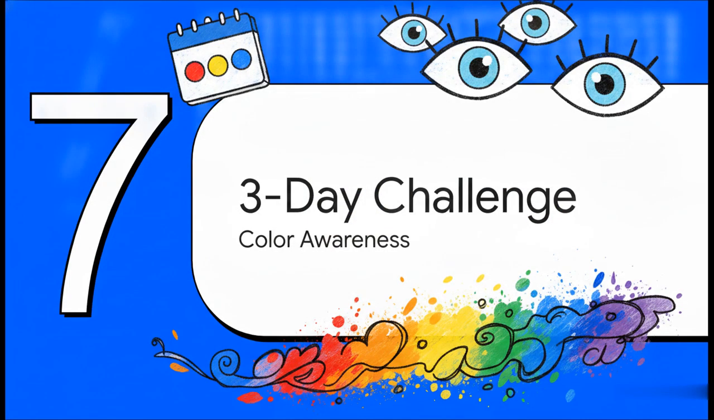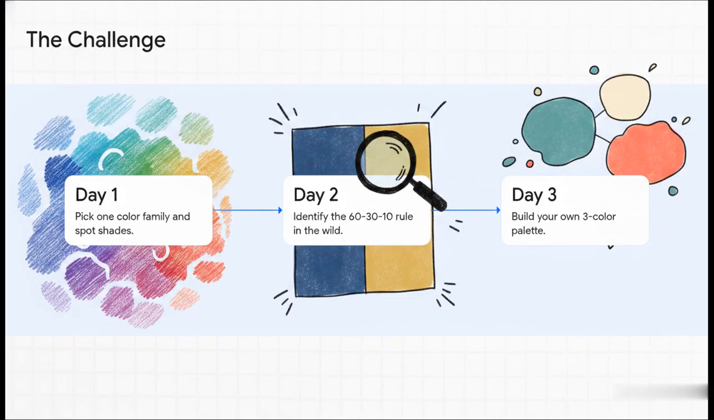Section 7. The 3-Day Color Awareness Challenge. Color Awareness. Now, learning color shouldn't just be about memorizing theoretical definitions, right? I want to invite you to turn this into a daily, actionable habit of visual observation through a quick micro-challenge. Day 1, pick one color family, let's say greens or blues, and actively count how many distinct shades you can spot on your commute. Day 2, become a design detective. Try to identify that 60-30-10 rule out in the wild, maybe in your favorite restaurant or on a really well-designed website. Day 3, build your own 3-color palette using one dominant tone, one accent, and one neutral.